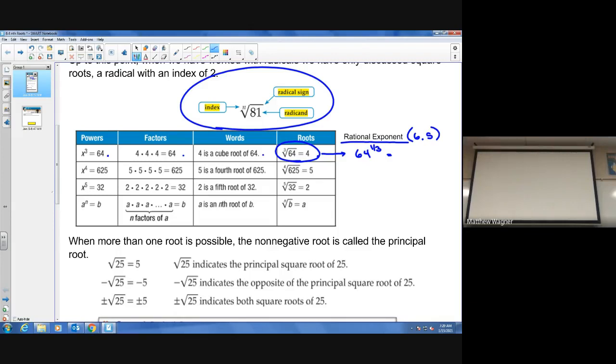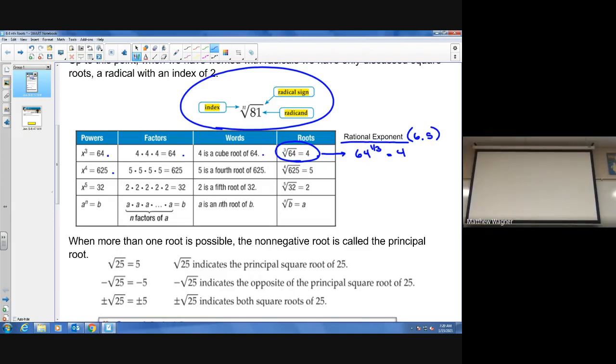A rational exponent is a fraction as an exponent, and the denominator of that fraction is going to match the index of your root. So we have 64 to the 1/3 is 4. We also have the cube root of 64 is 4. We do the same thing with the fourth power.